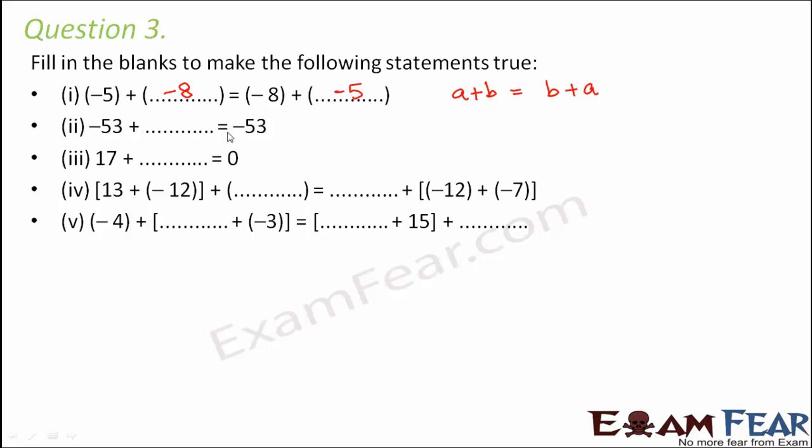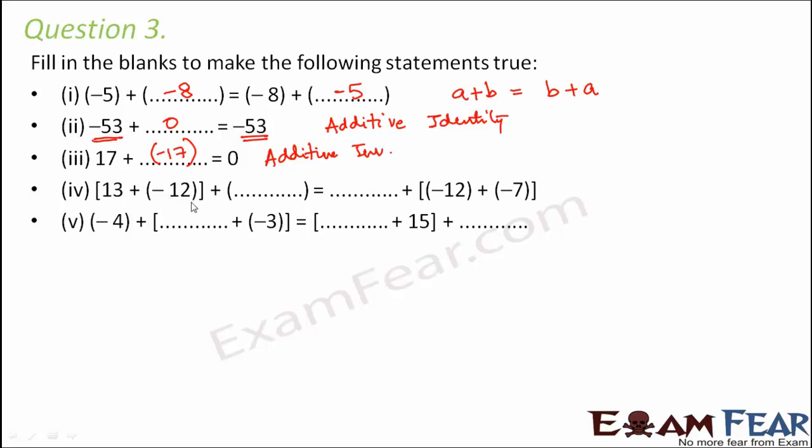Let's look at the second one. -53 plus dash is equal to -53. So you get the same number. What is that integer which when added to any integer gives the same number? It retains the identity. Yes, I am talking about the additive identity. And which is the additive identity? It is nothing but 0. Next, 17 plus dash is equal to 0. Now, which is that number which when added to a number always gives 0? That is nothing but the additive inverse. And how do we find the additive inverse? It is just the negative of the same number. So 17 plus -17 will give you 0.